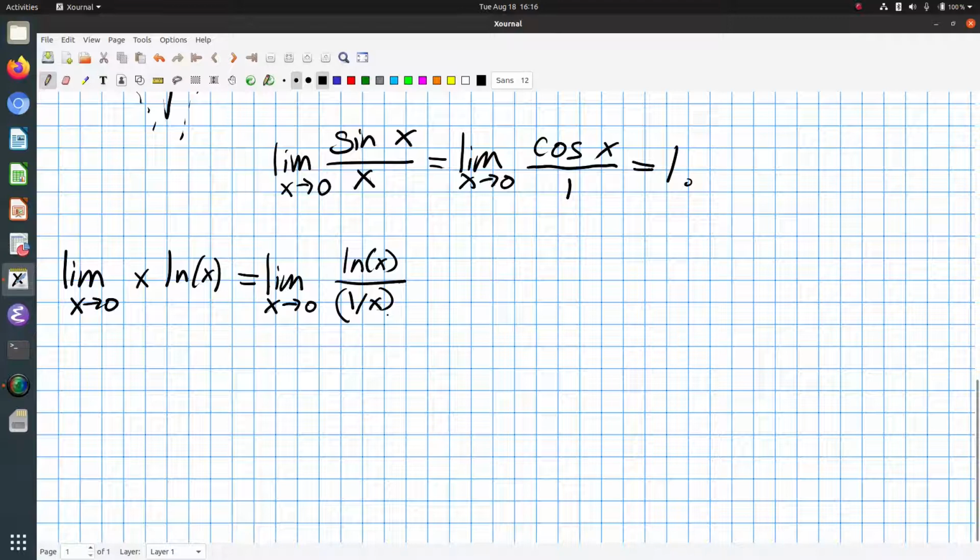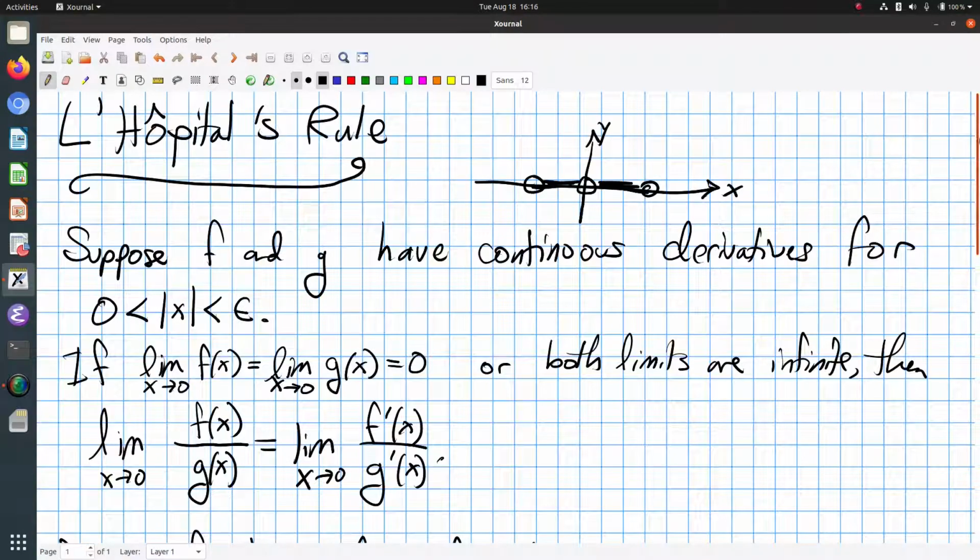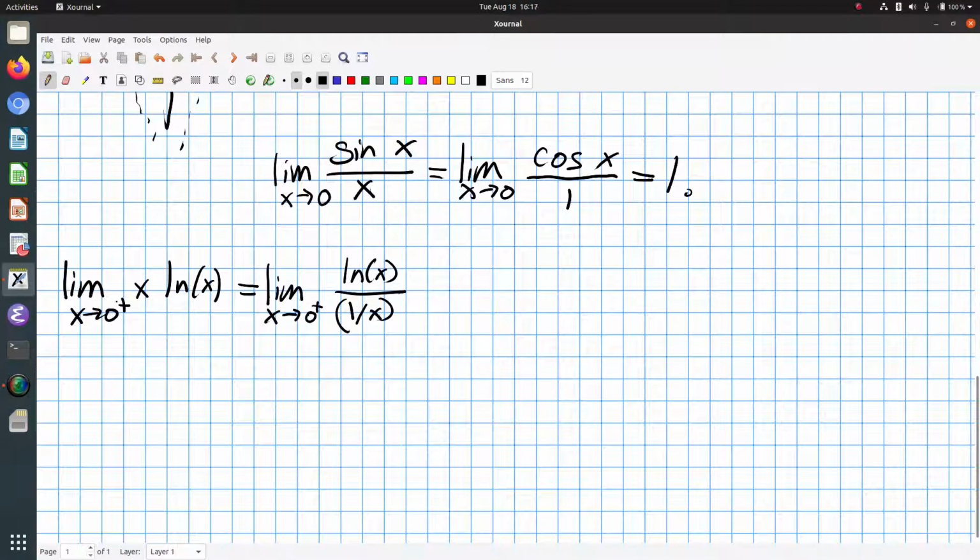Now it's a L'Hopital's rule situation. And notice as x goes to 0, in fact this should be x goes to 0 from above, the natural log goes to infinity, and 1 over x goes to infinity. This is the opposite situation, the other possibility in the hypothesis. So the sine x over x business was the first condition, the limits of f and g are 0. This is the other condition, both of those limits are infinite. Okay, so L'Hopital's rule applies. Why? Because the natural log is continuous up to 0, and that's the only place we care about the limit, and so is 1 over x.